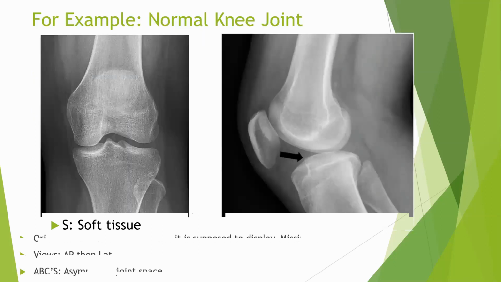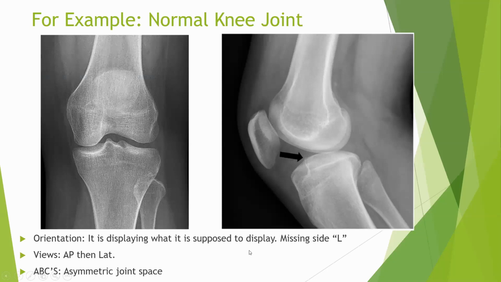Now, this again helps you to understand how you would be reading a normal knee joint. This knee joint, in the book that I referred to, is said to be normal, but in my eyes, I don't think that this knee joint is entirely normal. As you can read, it is displaying what is supposed to display. That's orientation. It should be a little bit tilted, and it is, but it is missing side L. Remember, it is very, very important.